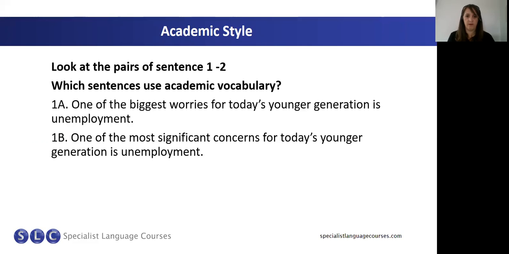Good. So 1B uses more. Everybody's got the right answer. 1B uses more academic language. So we have several reasons for this. We have the difference between worries and concerns. Concerns is more academic. And also the difference between biggest and most significant. So we have these choices to use more academic vocabulary to push up your grade for lexical resource.